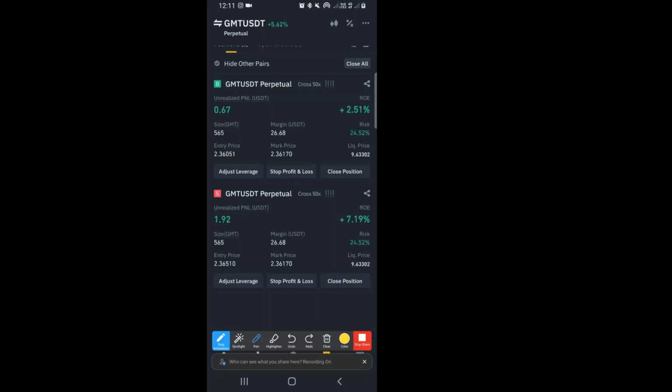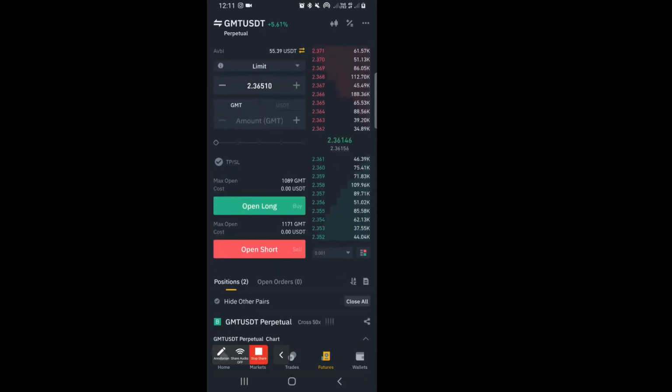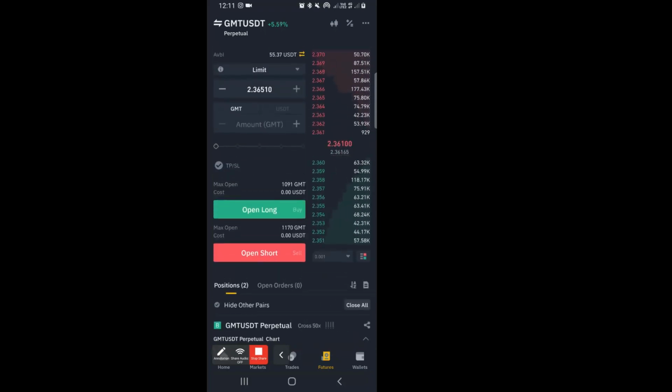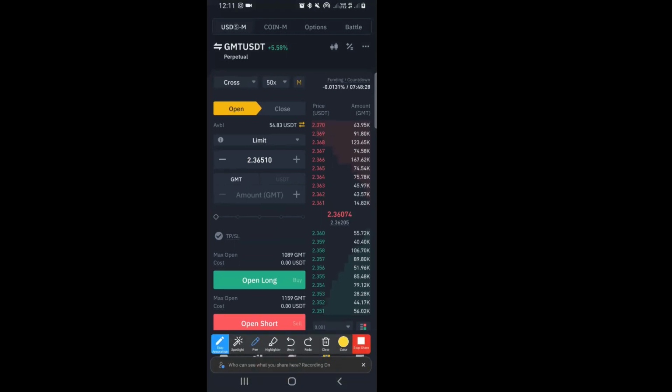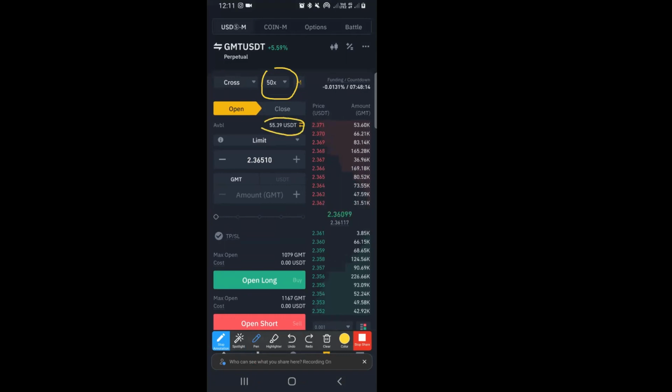So here now, if you look at my screen, let's discuss the other aspect, what we call leverage. So the available amount on my futures account currently is 55.21 USDT. I already took 40 something to open the 2 trades you saw there. This leverage here, we call it a multiplying factor.